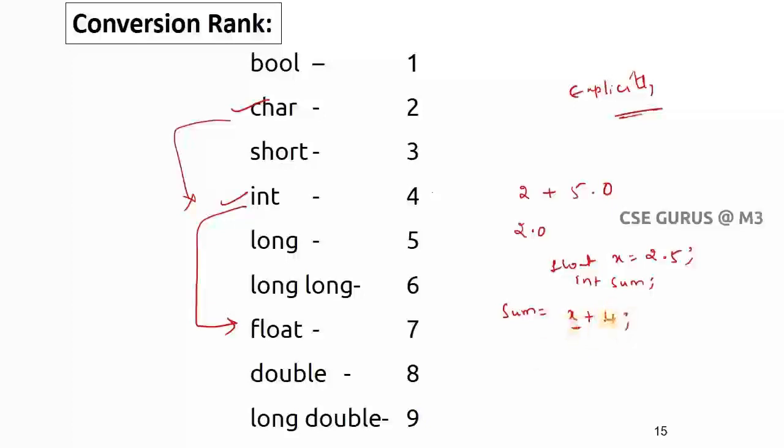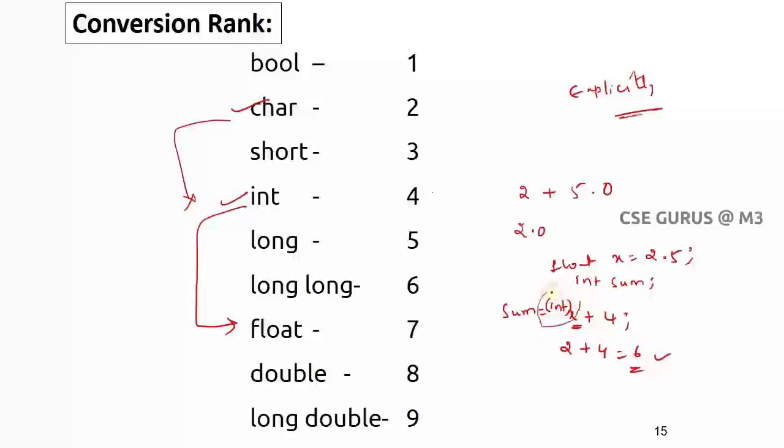Now you see x is 2.5 and 4 is given; x is float and 4 is integer. 2.5 plus 4 is anyway 6.5, but I want to take the x value as only 2, because sum is an integer. Now what do I need to write? I need to write int of x. Now your x float will be converted to integer, that means 2.5 will become 2 and with 4, the total will become 6.